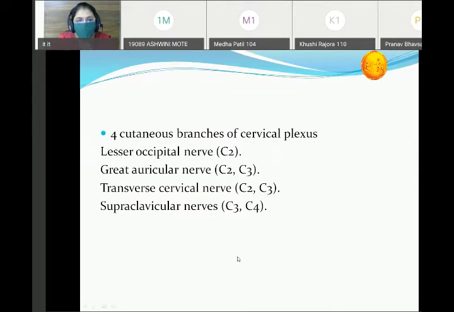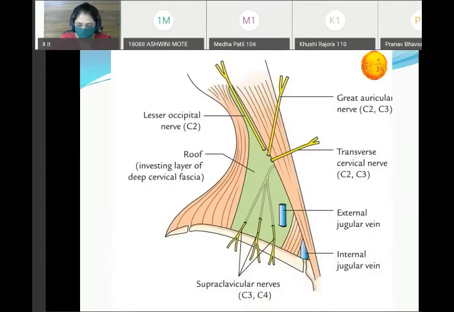The lesser occipital nerve. Here you can see this is the lesser occipital nerve, which emerges just posterior border of the sternocleidomastoid muscle. It runs upward and it will supply the posterior surface of the pinna as well as the posterior part of the scalp region.